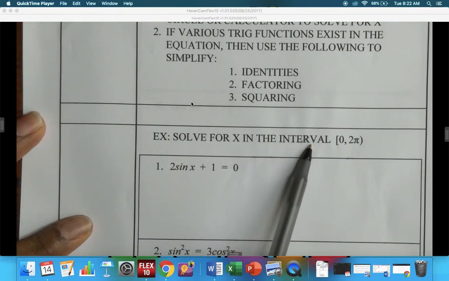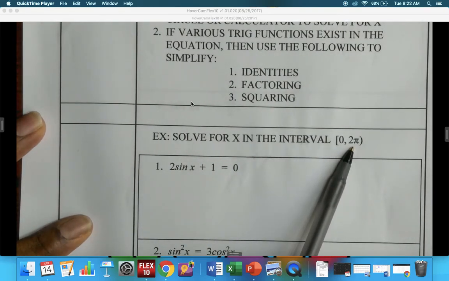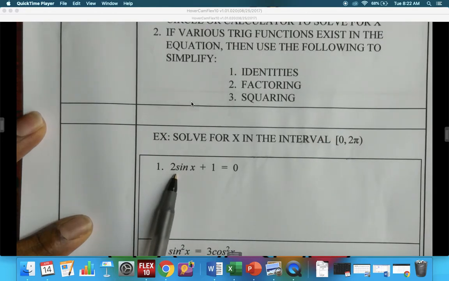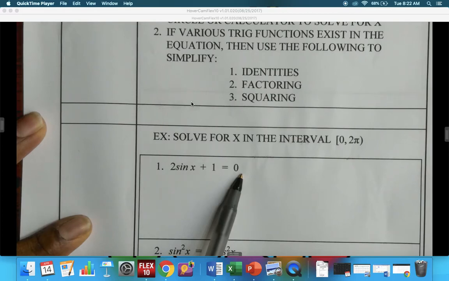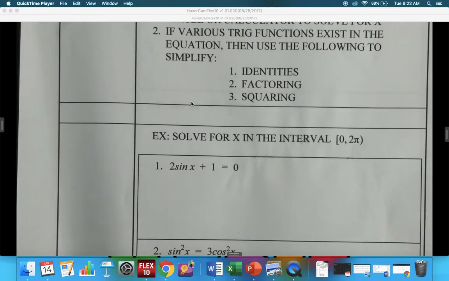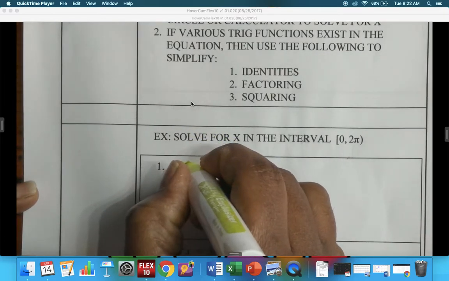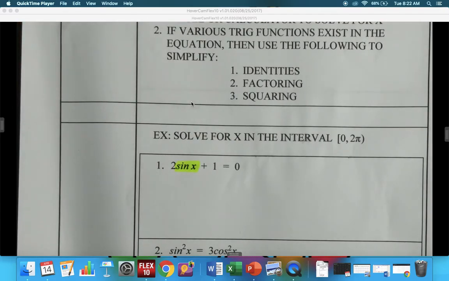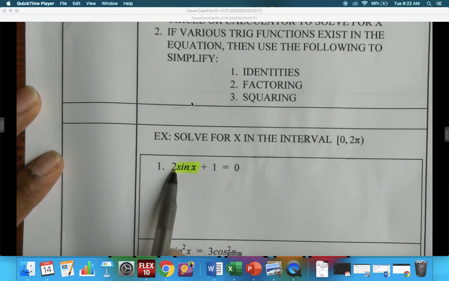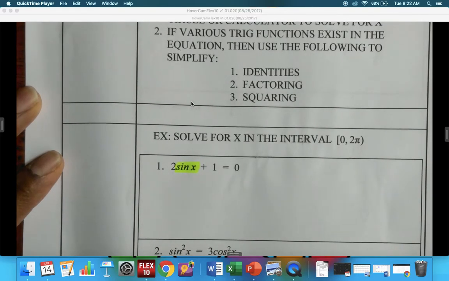It says solve for x in the interval from 0 to 2 pi. So our answers need to be from 0 to 2 pi. We're not going further than that. So we have 2 sine x plus 1 equals 0. Since we're trying to solve for x, we're just going to isolate sine x, because right now x is trapped in there with the trig function of sine. So we're going to move away the 1, move away the 2, so that sine x is by itself.